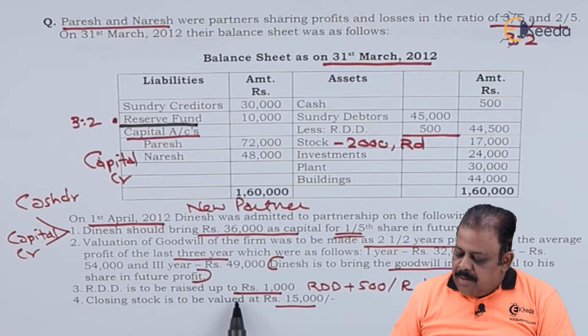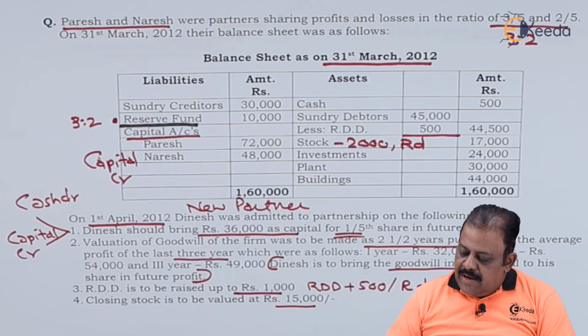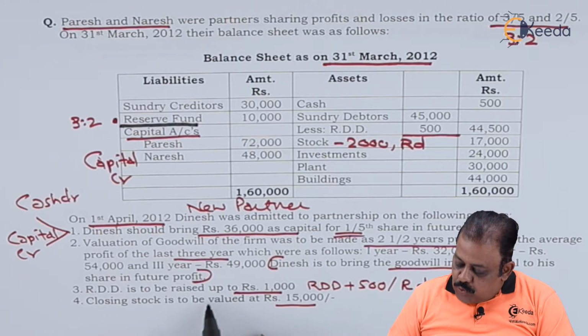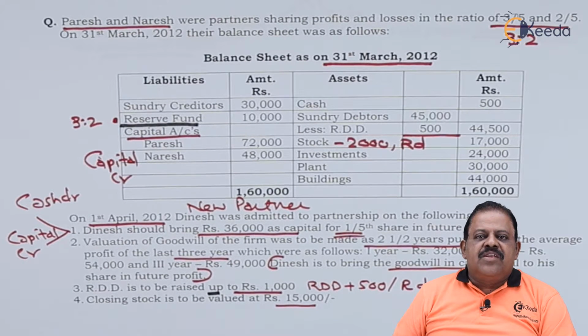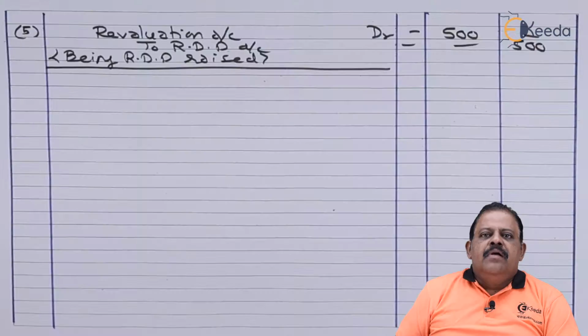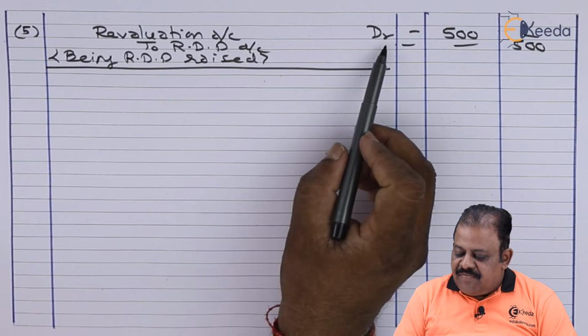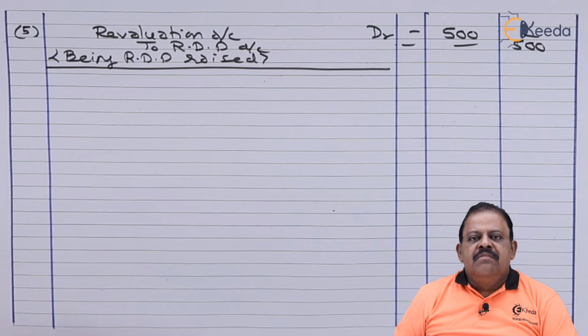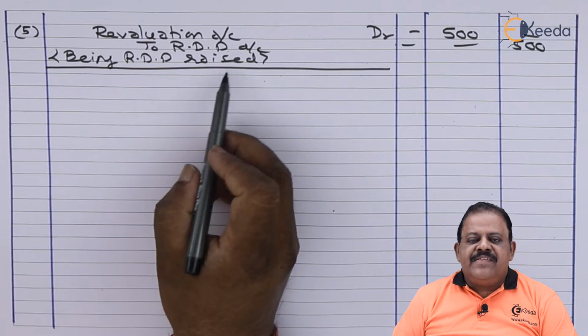RDD is to be raised up to 1,000. Here RDD we have 500. It is raised up to 1,000 means it has to be increased only by 500. Entry is revaluation account debit 500 to RDD account 500, being RDD raised.